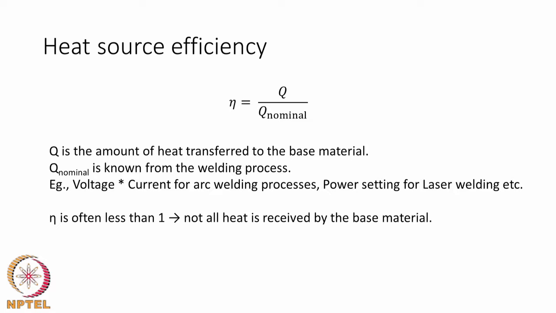And the ratio is very often much less than 1 to indicate that the heat is not completely transferred, some of it is lost. So, we have a lot of ways to understand why the heat is lost. However, we have to appreciate the fact that heat source efficiency is very important because it is going to tell you how much of actual heat is transferred, and that is what is going to be used in the model. The nominal heat is only an indicative factor, but the product of nominal heat and the efficiency is what goes into the modeling efforts of understanding the welding.